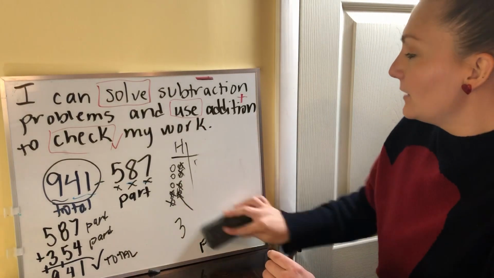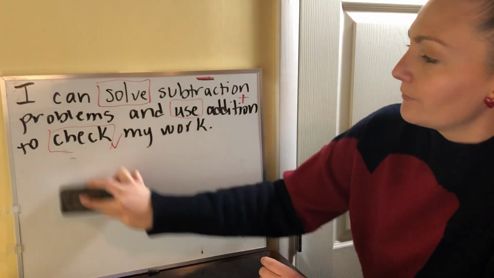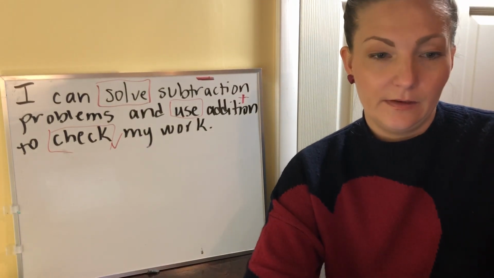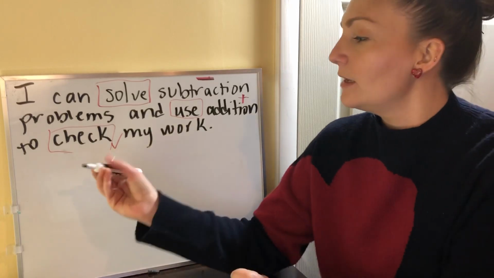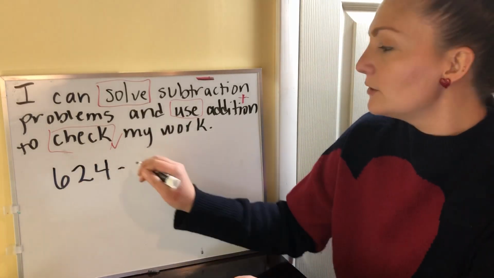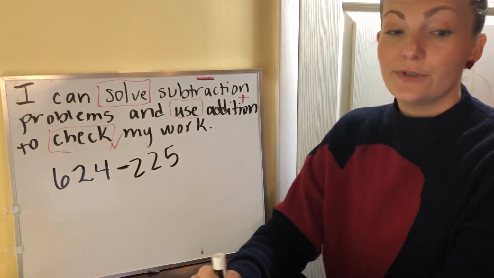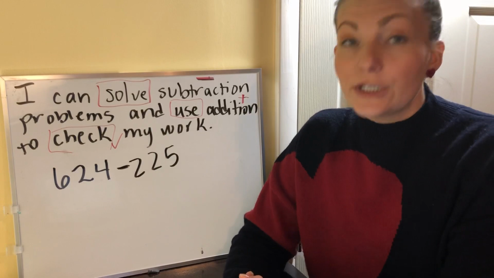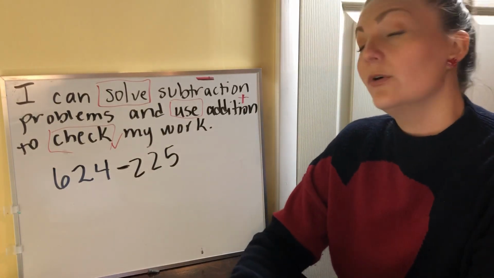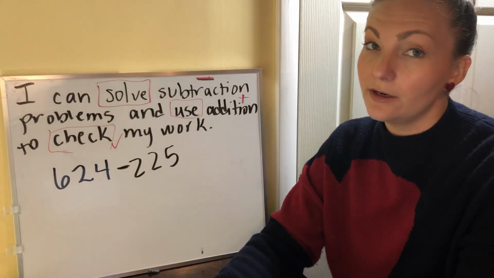So I'll give us our last problem today. All right. So 624 minus 225. And before you start, we're going to look at the problem again. Look at the numbers. What do you think about them? What do you notice? Are they close to other numbers? Are they close to each other?